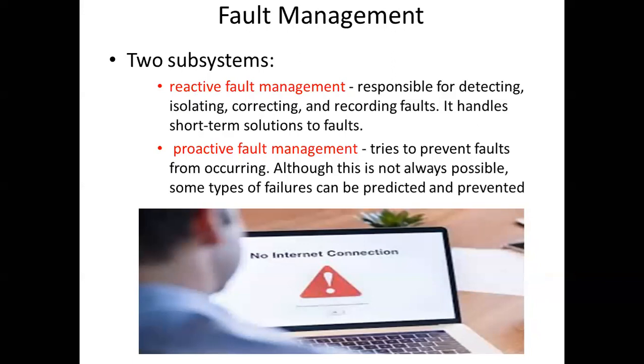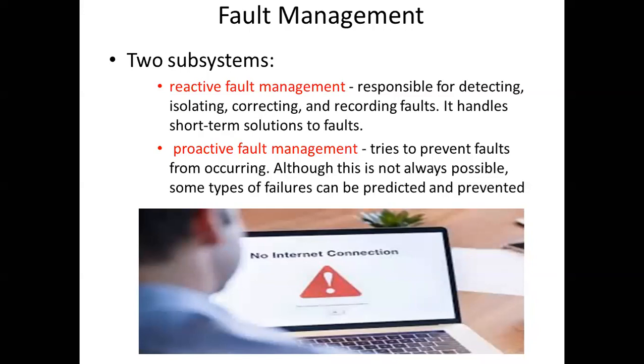It doesn't assume in advance that the fault is going to occur. Like I said, the disk has become full, and after it shows you the error message that you are unable to write any more data, then you take a backup and make the disk empty. This is called reactive fault management. You reacted to the fault, or the system is reacting to the fault. Such a management system which is responsible for detecting, isolating, correcting, and recording faults is called reactive fault management.